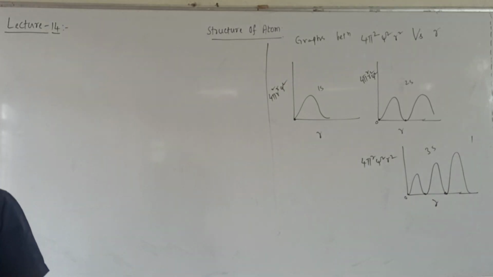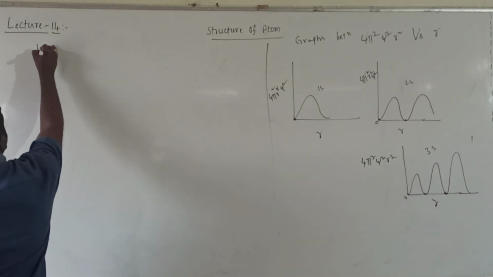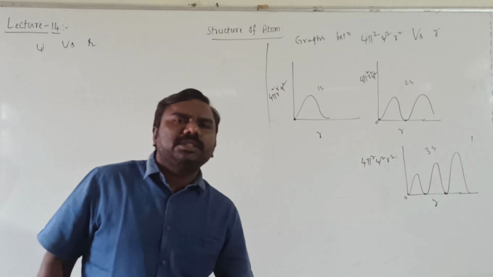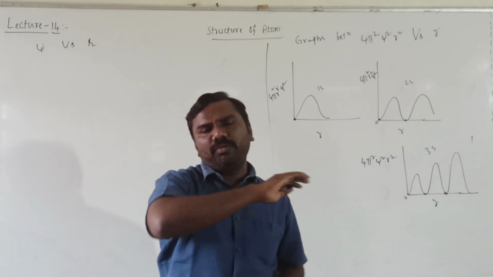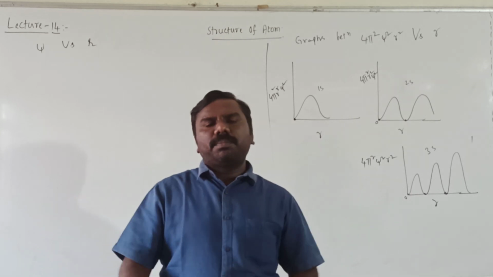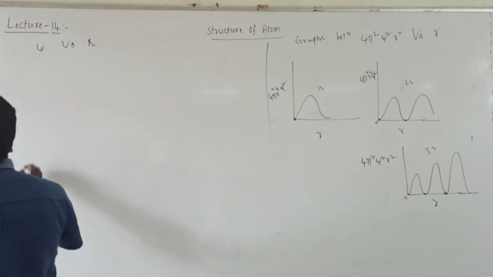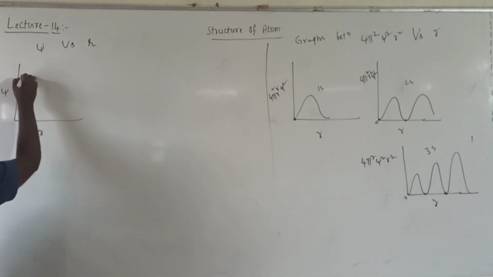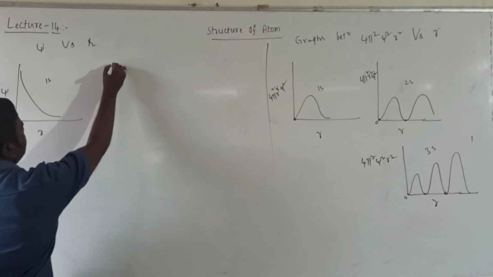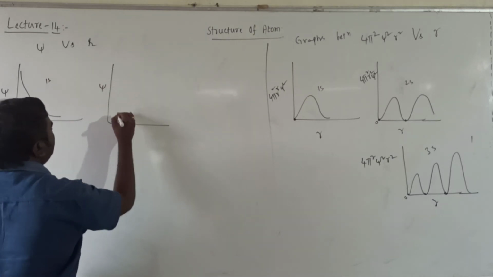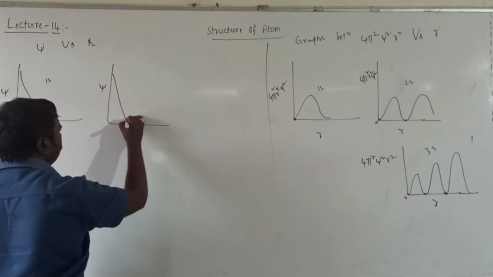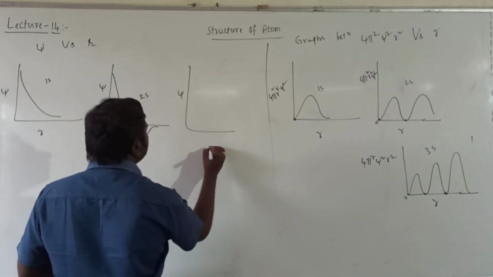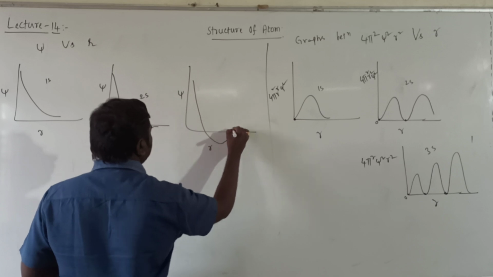The next one is the graph between psi versus r. Psi means wave function, which indicates the amplitude of that wave. R means the radius of that particular atom. In such a case, how do you draw the graph? First graph, psi versus r, is for 1s. Second graph, psi versus r, is for 2s. Third one, psi versus r, is for 3s.